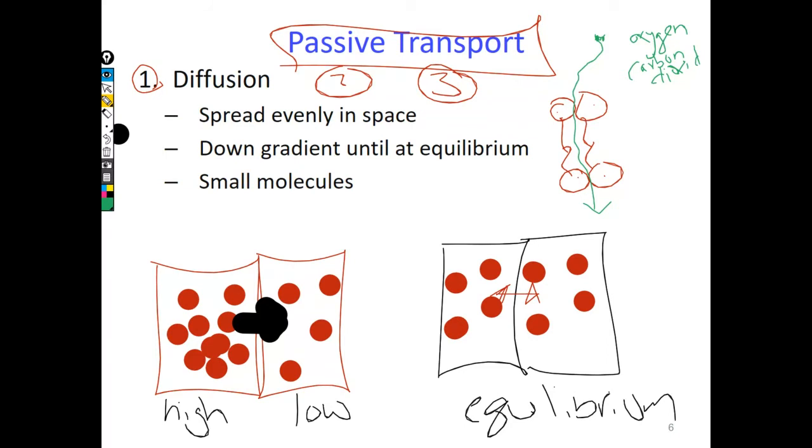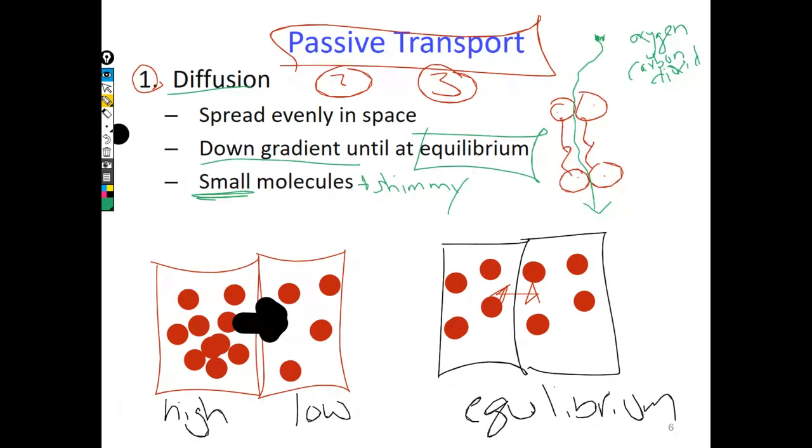Okay, so we're still following all of these other ones. We're moving down gradient to equilibrium. Okay, but for diffusion specifically, okay, we can only be teeny weeny, okay, because we're gonna shimmy. Okay, we're not going to use any other method besides we're going to squeeze our way through.